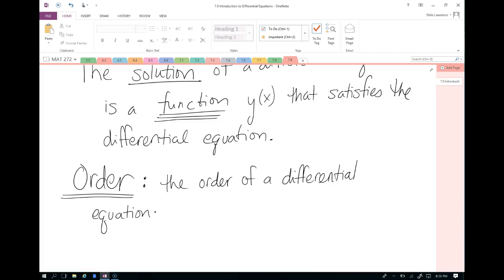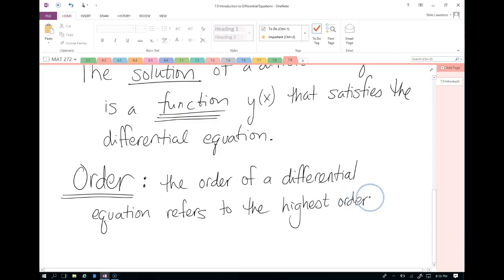So even though we're only going to be learning how to solve one type here in 7.9, if down the road you were to actually take a course in differential equations and you were to learn lots of different solving methods, most of those methods are going to be dependent upon the order of the differential equation. So it is the highest order derivative that appears in the differential equation.